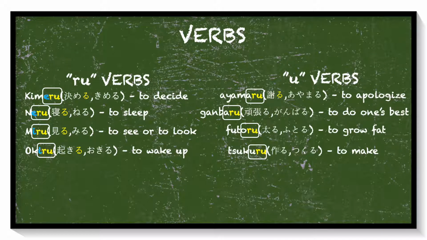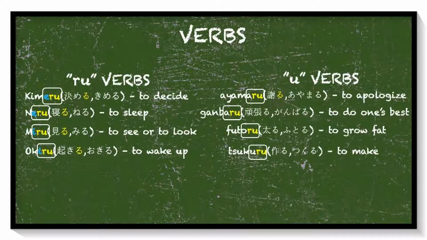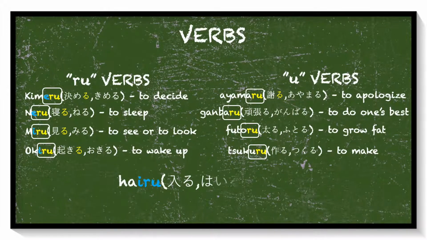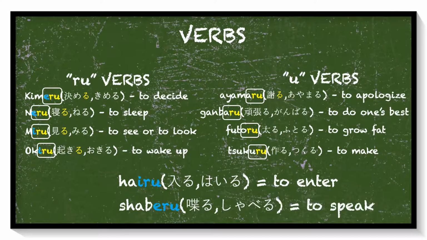But, of course, there is an exception to this rule. There are u verbs that also end in iru or eru, like the words 入る, which means to enter, and 喋る, which means to speak. They are u verbs. But don't worry, there are only very few of them, and you just need to memorize them.